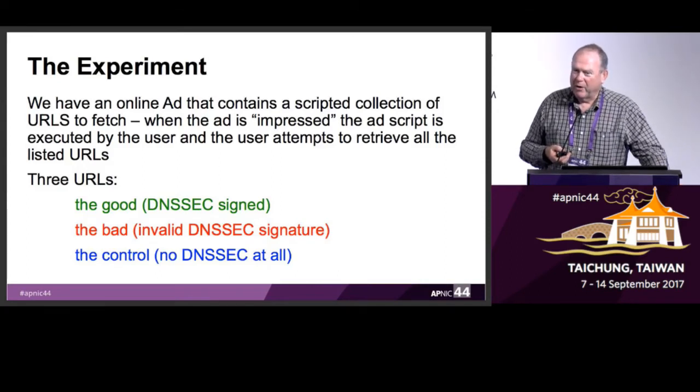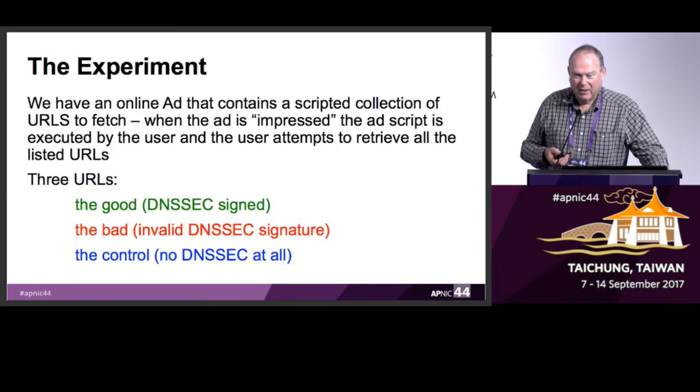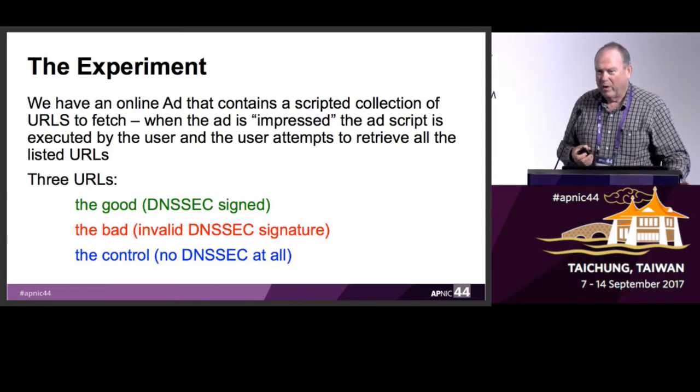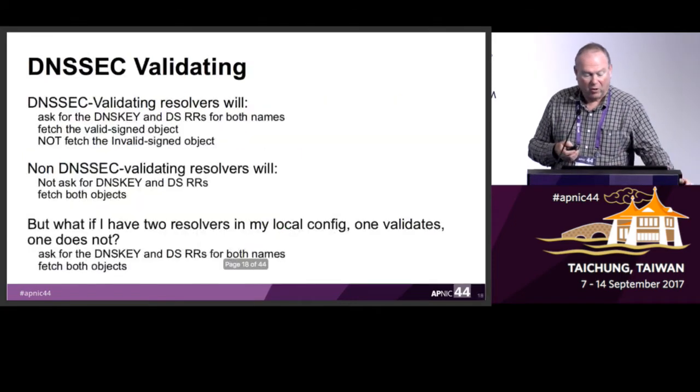Ed showed you a URL of a deliberately badly signed DNS name. We use the same technique. Inside the ad we place, and we place around 10 to 15 million ads a day, so that's that many users all over the internet, they get 3 DNS questions that they need to solve. One that is well signed using RSA DNSSEC, one where the signatures are deliberately tampered with so that it is signed but not validly signed, and one with no DNSSEC at all, which is our control.